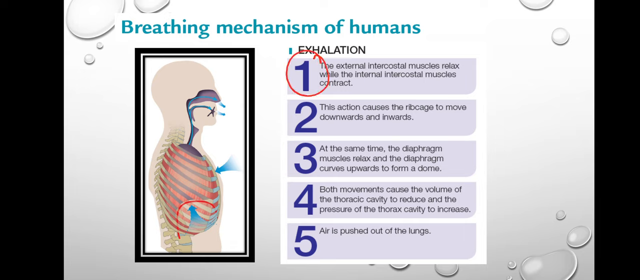Yes, the first step is actually the muscle. The intercostal muscle will contract. Then it will cause the rib cage to move downward and inward, and then exhale. This one is exhale. Then the diaphragm will relax, then the curve becomes a dome. This one I think from Form 3 you have learned. Then the volume of the thoracic cavity reduces, so pressure increases. Then the air is pushed out.